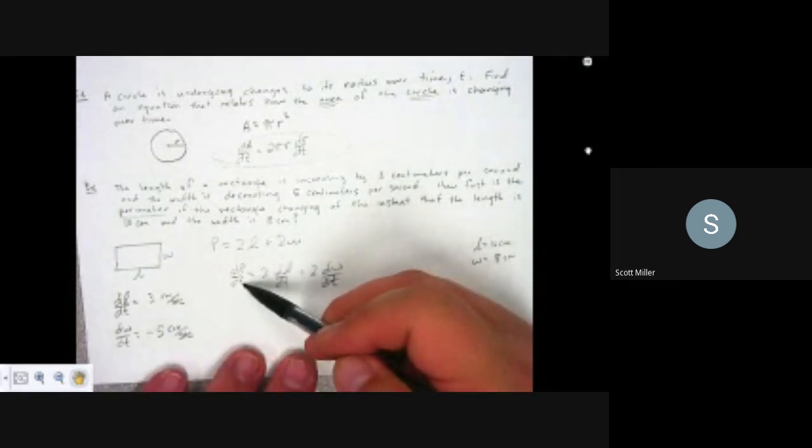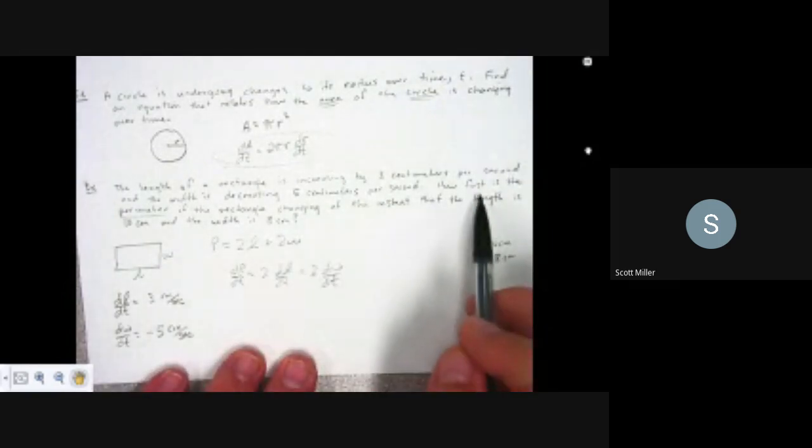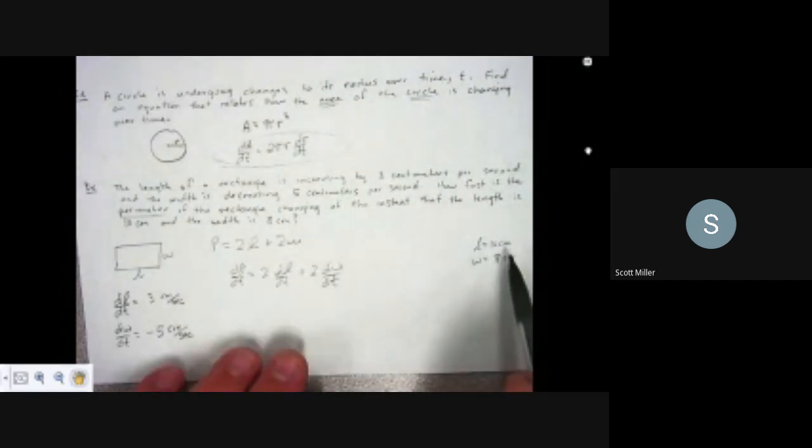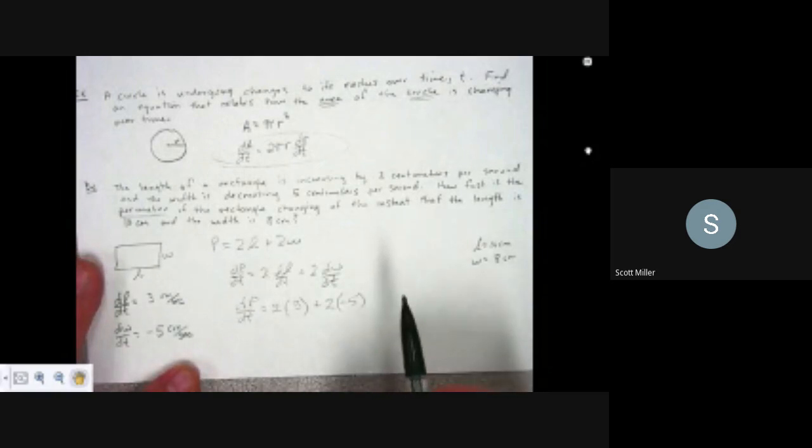Okay. I need to find the change in the perimeter. How fast is the perimeter changing in this instant? Well, it's changing exactly the same all the way around. It never matters what instant it is. At every instant it will be changing exactly the same way. And so you just need to plug in the numbers you have, which means dP/dt is 2 times 3 plus 2 times negative 5. And so that gives me negative 4.